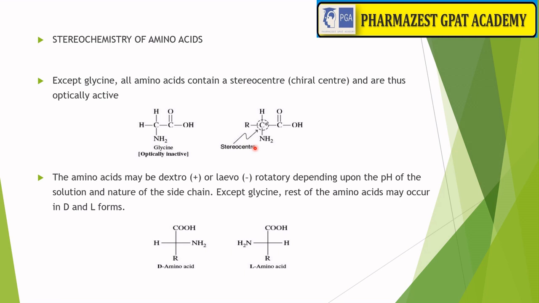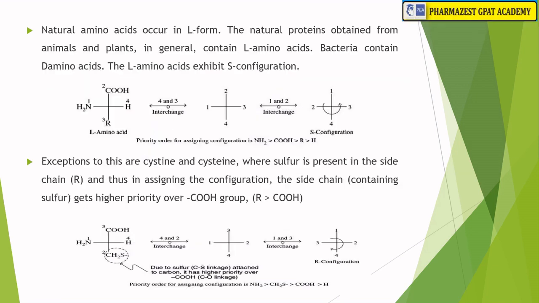Next, coming to the amino acids, they may be dextrorotatory or levorotatory depending upon the pH of the solution and the nature of the side chain. Except glycine, the rest of the amino acids occur in D form and L form. This is a D amino acid. This is an L amino acid. This is D, dextro. This is L. See, these are placed here. Nitrogen is present here. So based on rotation, these are given D forms and L forms.